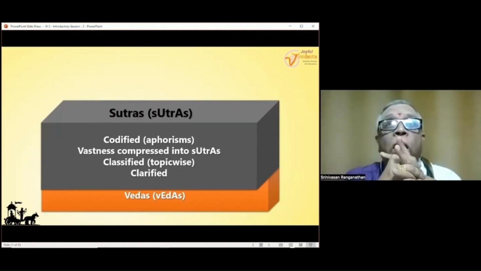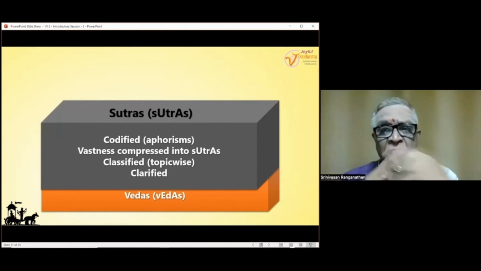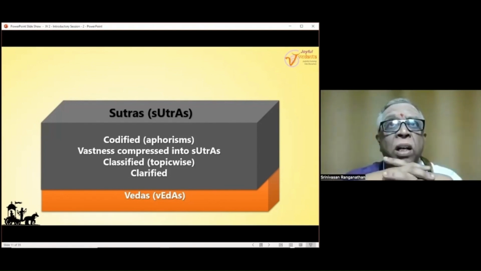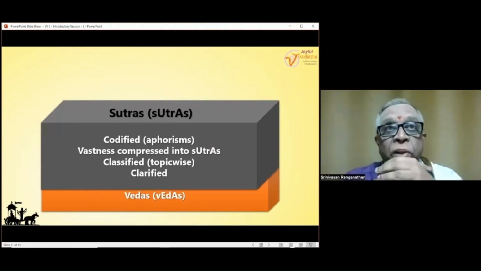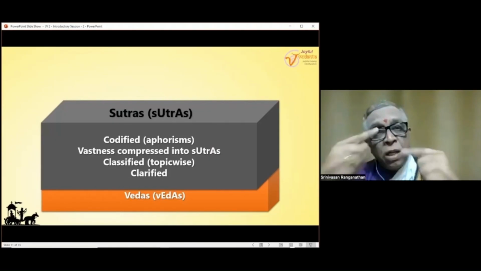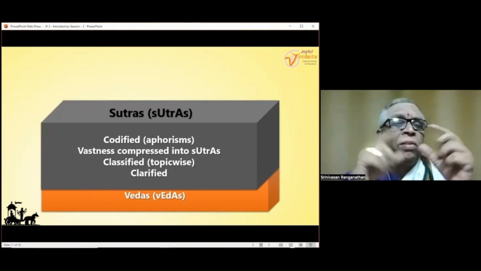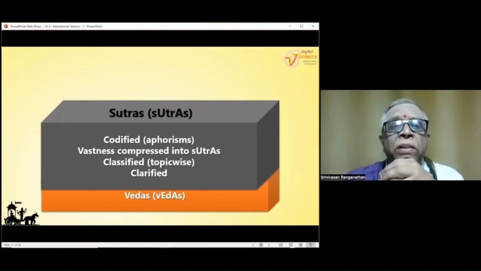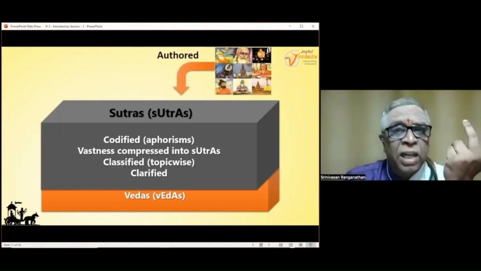So all information related to yoga, for example, which is there in Rig Veda, Yajurveda, Samaveda, Atharva Veda, all information related to yoga was put together and codified and called Yoga Sutra, right? So topical reorganization happened and contradictions were clarified. So this is exactly what happened in sutras. Like we have 4 Vedas, there are multiple sutras.